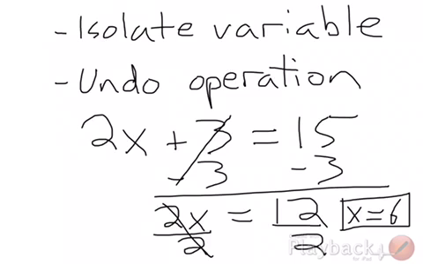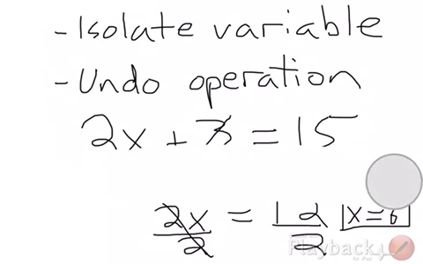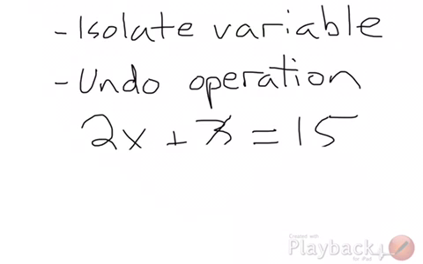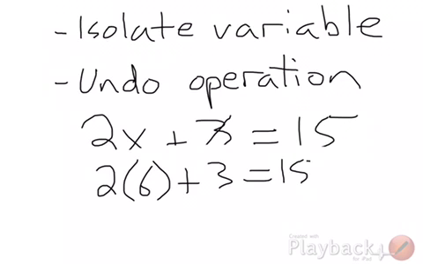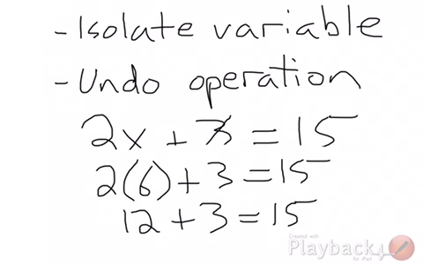And we can always check our answer. So if I check my answer, I'm going to just plug x equals 6 into that original equation. So I'll have 2 times 6 plus 3 equals 15. 2 times 6 is 12. And notice, I'm doing the order of operations in the correct direction now. So 12 plus 3 is 15. And did that work out? Is my equation balanced? Yes, it is. 15 is equal to 15.